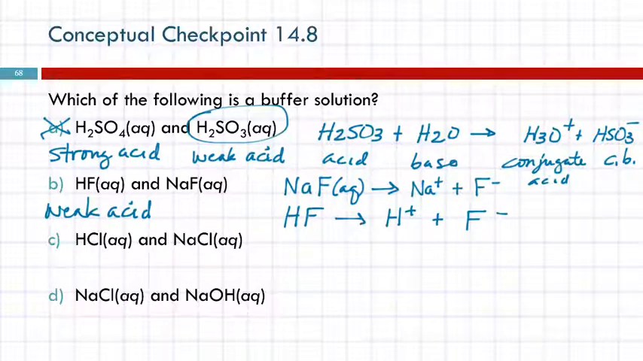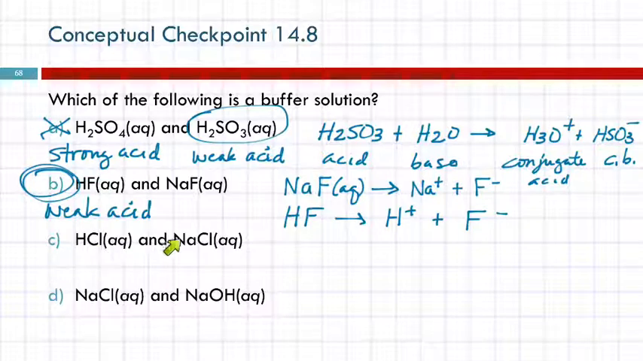So this is a buffer solution because we have a weak acid and the conjugate base. The sodium here is a spectator ion. It could be potassium, could be ammonium, could be almost anything.